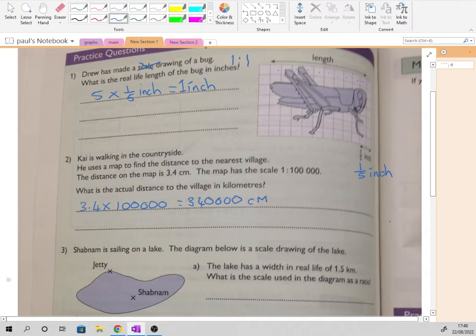340,000 centimeters. Look, see, there we are, going the other way around. So we've got to make it back into kilometers. So I'm going to do 340,000, and I'm going to divide that by 100, and that will make 3,400. That would be meters. And then I'm going to divide by 1,000, and that would be 3.4 kilometers.